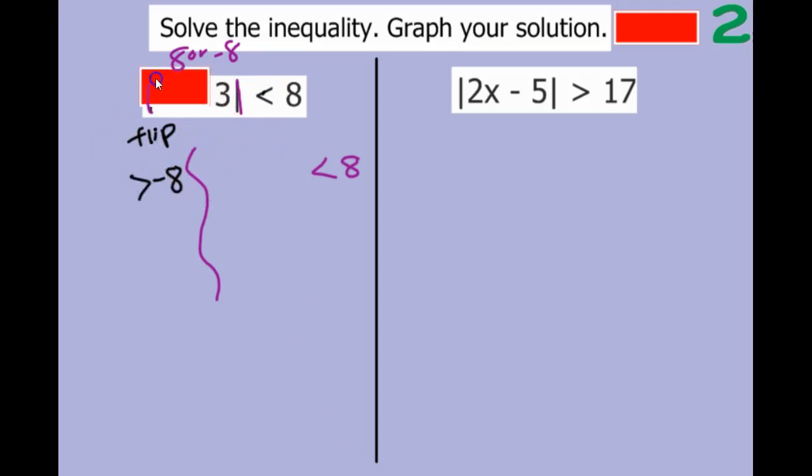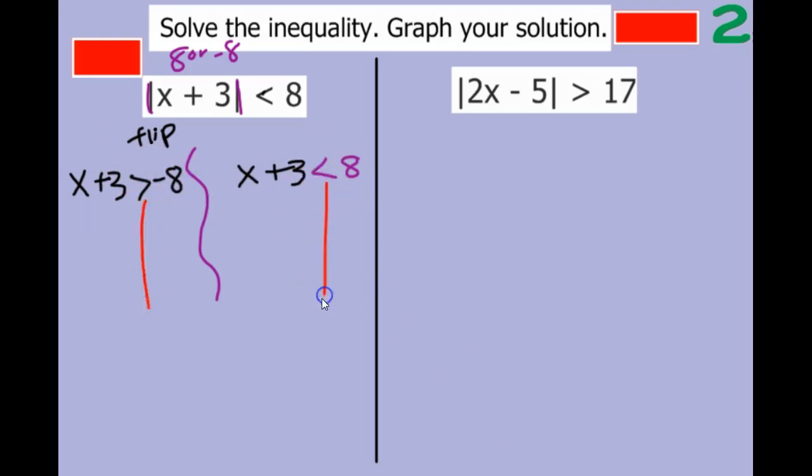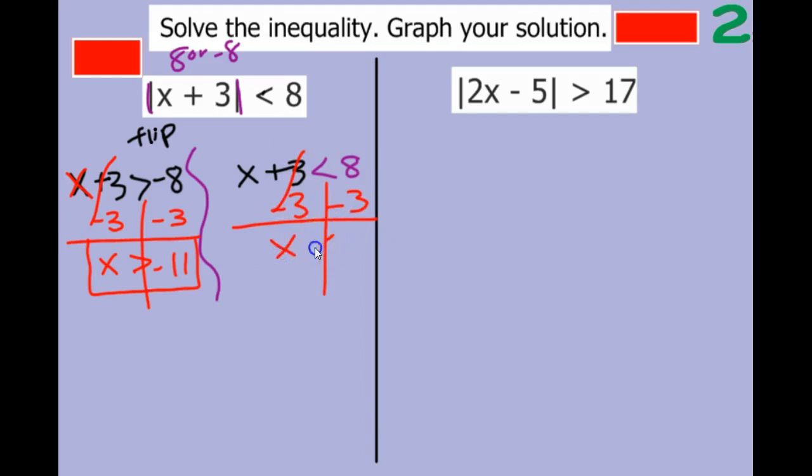So what goes out front there? Well, whatever's inside the absolute value. x plus 3, x plus 3. One with the negative, one with the positive. And we just have to solve both. So to get x by itself, the opposite of adding 3 is just subtracting 3. So I have x, the symbol, and then same sign, add and keep. 8 plus 3 more is 11, but they're all negatives. Same thing here, subtract 3, but we have 8 minus 3 is 5.